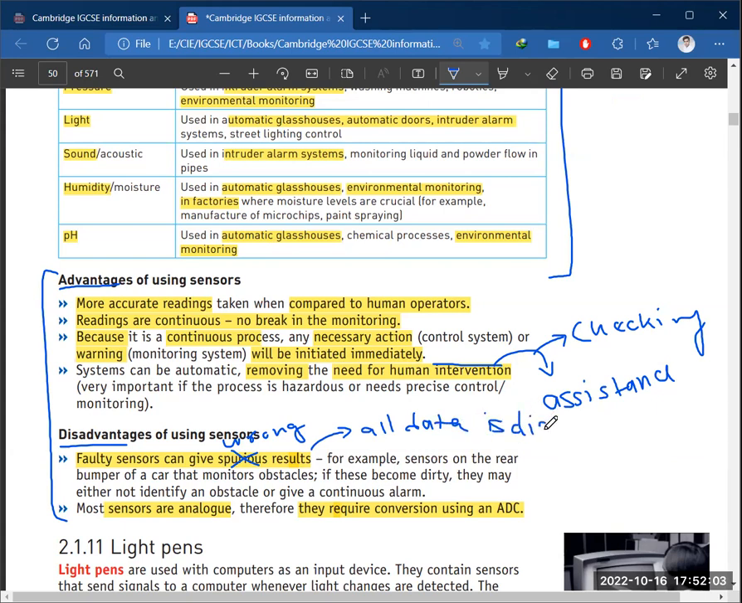Any questions? I'm going to ask you something then. Any questions, Zara, Rania? No, sir. Okay. Now, my question for you is, why will using a sensor on a volcano be better than using humans to take accurate readings?